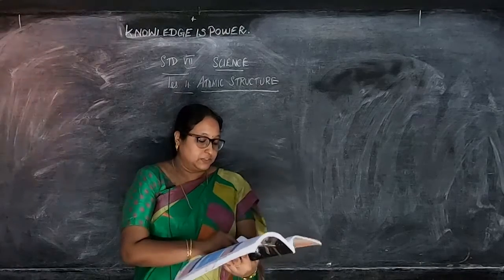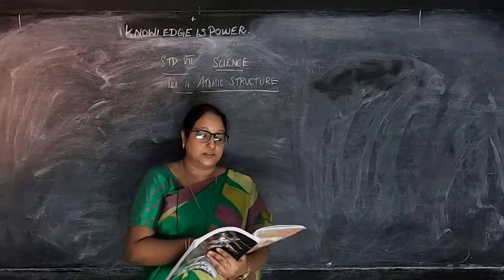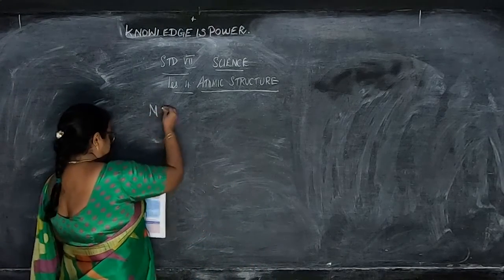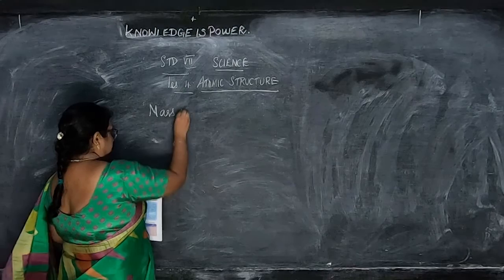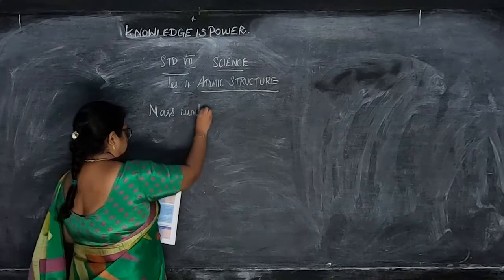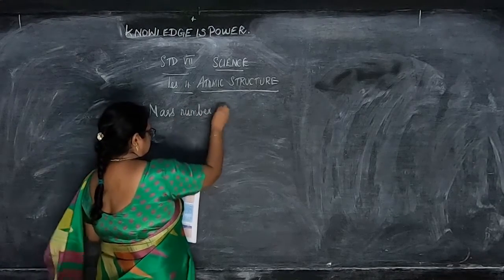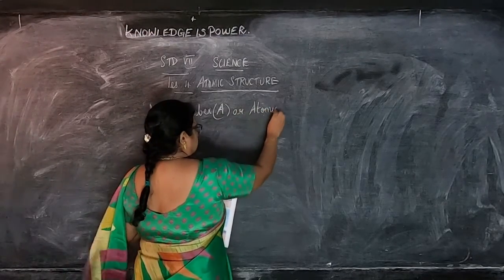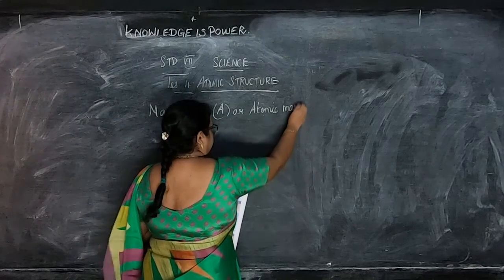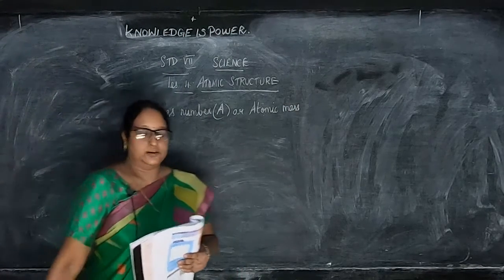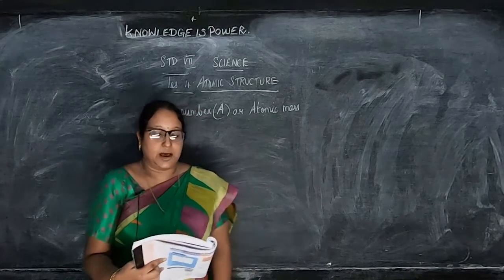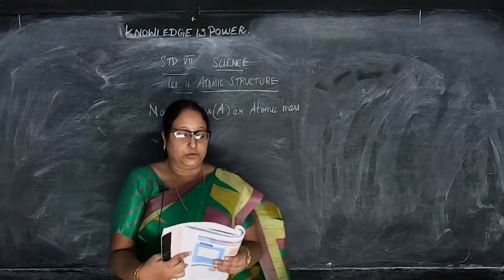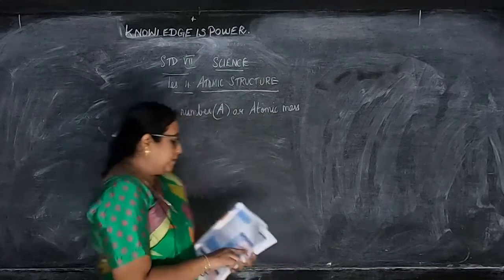So in the previous class, we learned about the atomic number, and now we are going to see the mass number, children. Mass number is otherwise called the atomic mass. Mass number, that is A, or atomic mass. Now we have seen that the mass of an atom is concentrated in the nucleus. So from this we get the mass number.